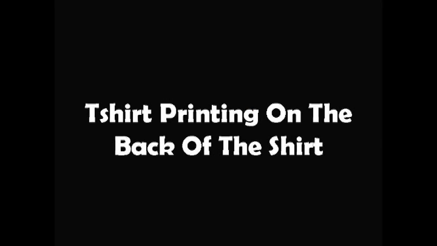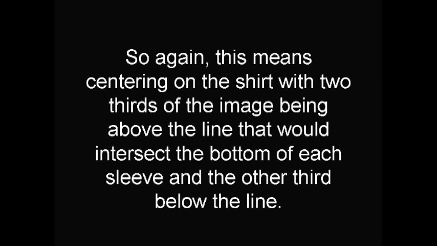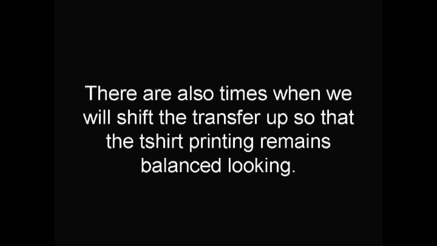T-shirt printing on the back of the shirt. When doing the t-shirt printing on the back, the same general guidelines apply as for the front. So again, this means centering on the shirt with 2/3 of the image being above the line that would intersect the bottom of each sleeve and the other third below the line. Now there are times when the image would sit on the line because naturally it's all about how it visually looks. There are also times when we will shift the transfer up so the t-shirt printing remains balanced looking. This is normally how your printing on the back should look.